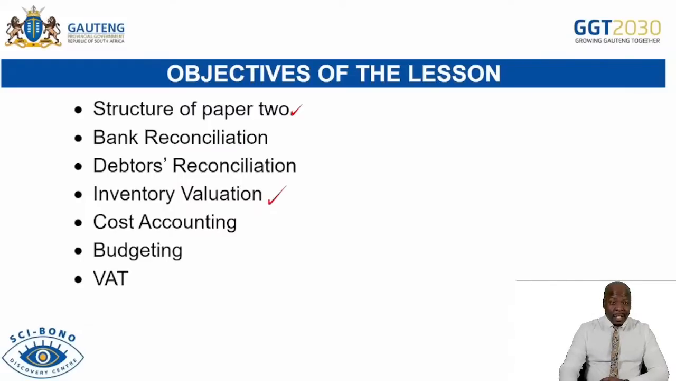I'll also look at VAT when time permits, and you also know that your fixed assets will form part of Paper 2. So you have to prepare your fixed assets. You have to know how to calculate depreciation, and how to calculate depreciation when you are given more than one asset. So we will look at that when time permits.